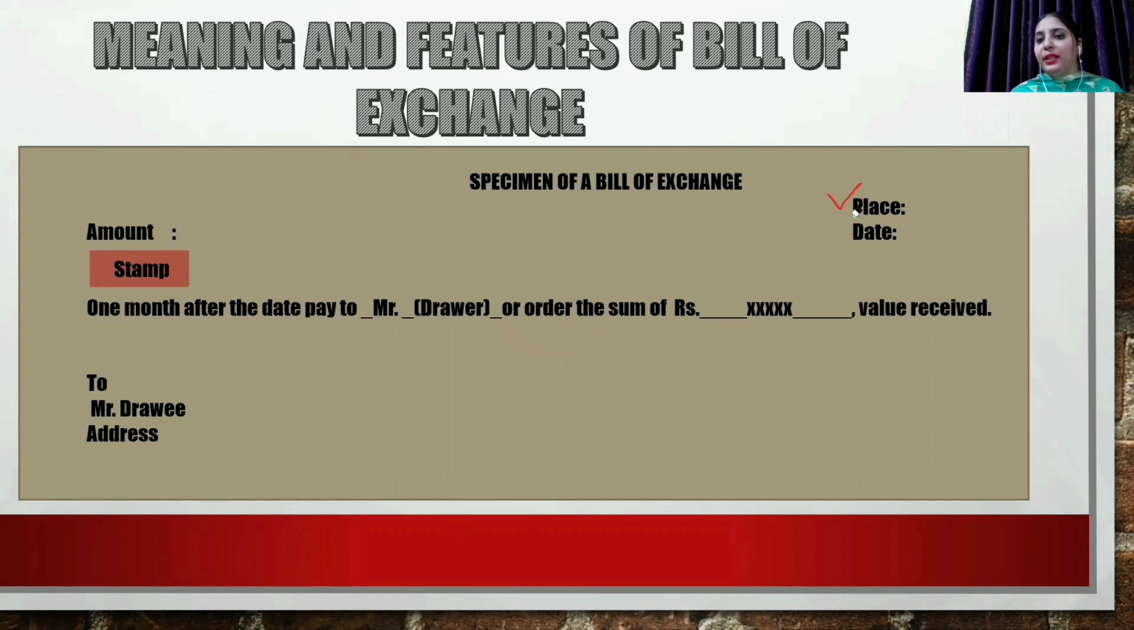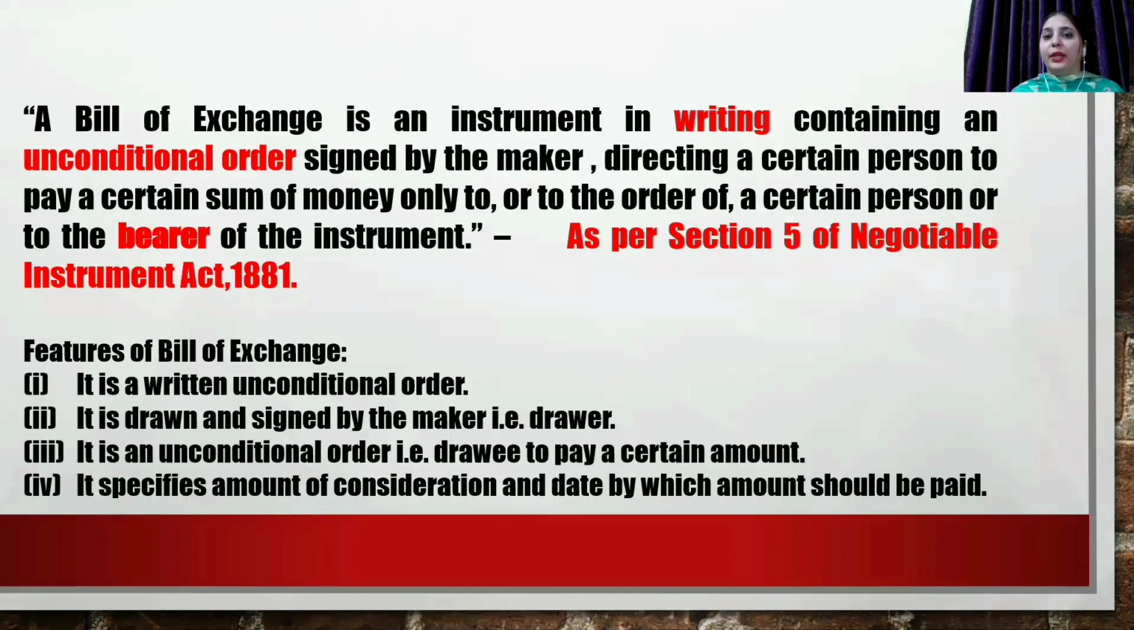Now we will study the definition of bills of exchange as per the Negotiable Instruments Act 1881. What is a bill of exchange as per Section 5 of the Negotiable Instruments Act 1881? A bill of exchange is an instrument in writing. A bill of exchange is always in writing. It contains an unconditional order signed by the maker. Maker is the seller, directing a certain person.